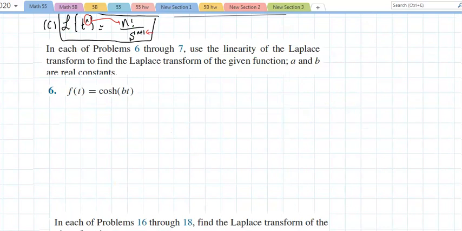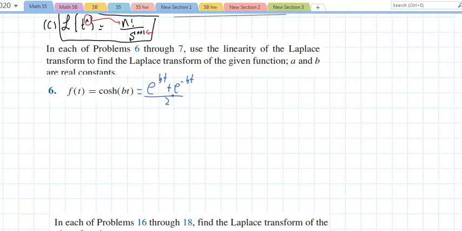Now, in 6 and 7, use the linearity of Laplace transform to find the Laplace transform of the given function in terms of a and b. Keep in mind, you are only responsible to know 2 of these definitions. This is e to the bt plus e to the negative bt divided by 2. That's all you need to know for this class out of that one section. I believe it's in chapter 8 and 5b, the hyperbolics. Those are the only 2 you need to know.